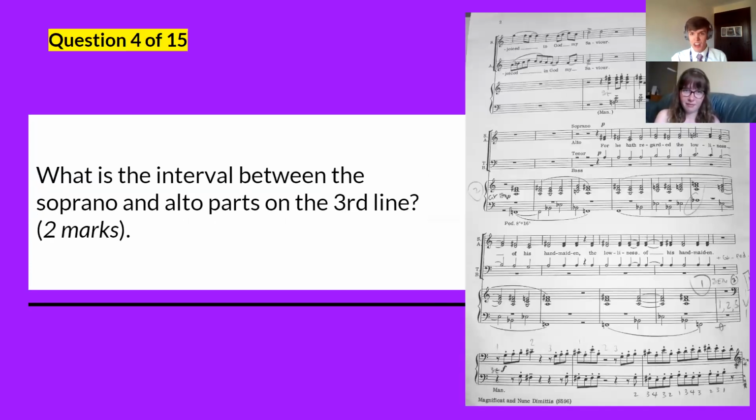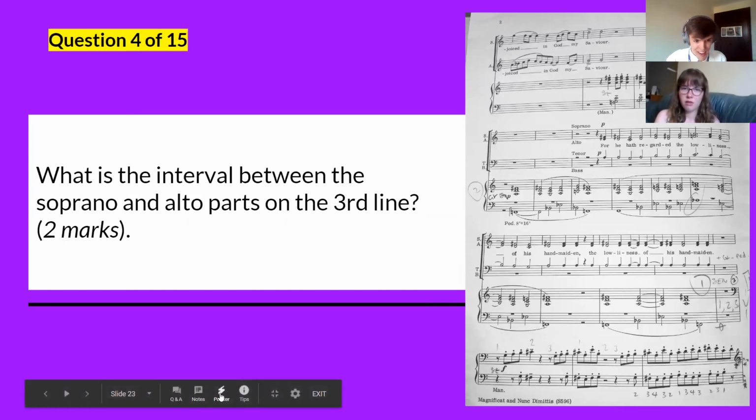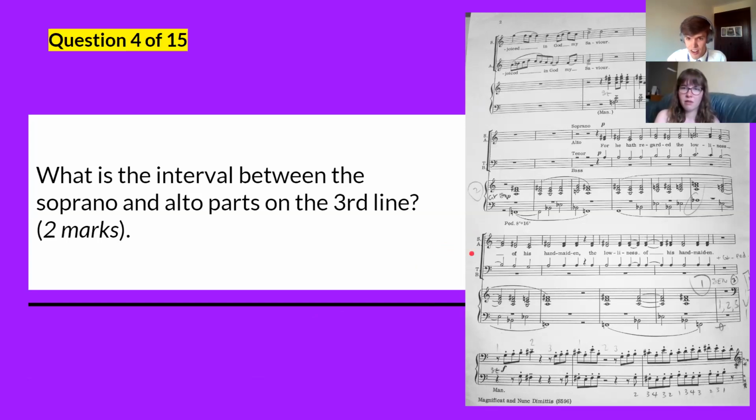Question number 4. So we're on the next page of music now. So what is the interval between the soprano and alto parts on the 3rd line? So find the 3rd line. Oh, I might be able to use my pointer here. So I've got this laser pointer. So 1st line, 2nd line, 3rd line. So the soprano and alto parts are here.